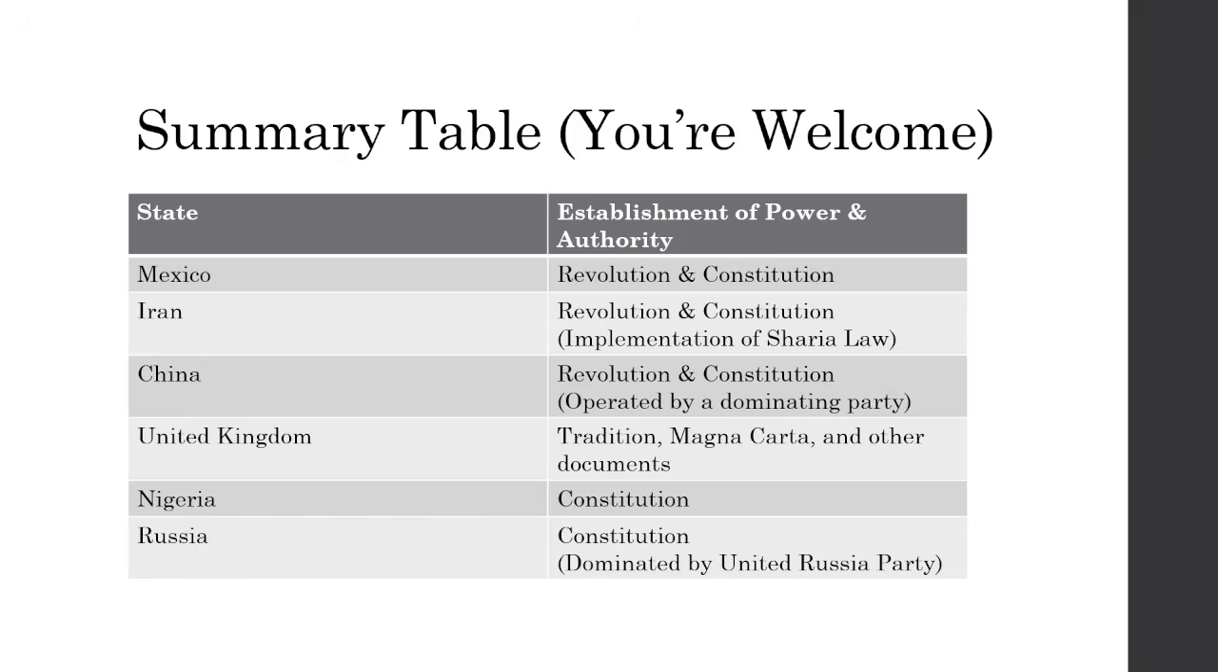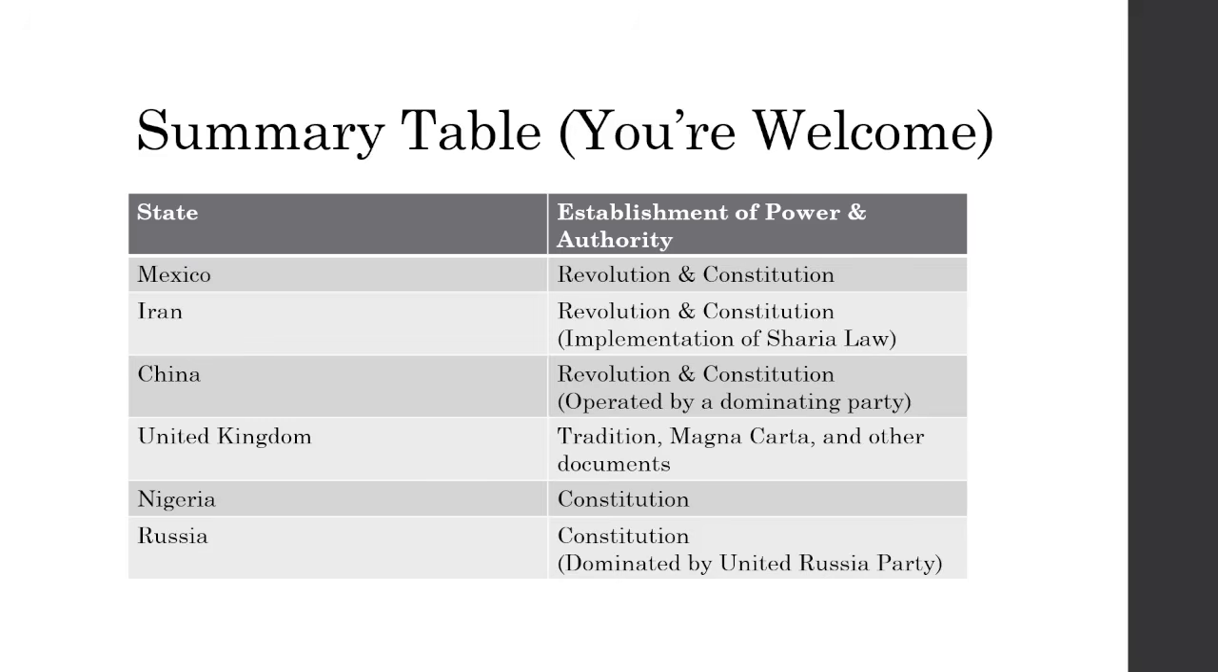Now, here's the really cool thing I was talking about. It is a summary table, and you're welcome. If you want to draw this table, you can. It's really, really helpful, and it really shows the comparisons between these countries, like Mexico, Iran, China, Nigeria, Russia, for revolutions and constitutions. Now, the United Kingdom has tradition as one, which is because they don't have a constitution.